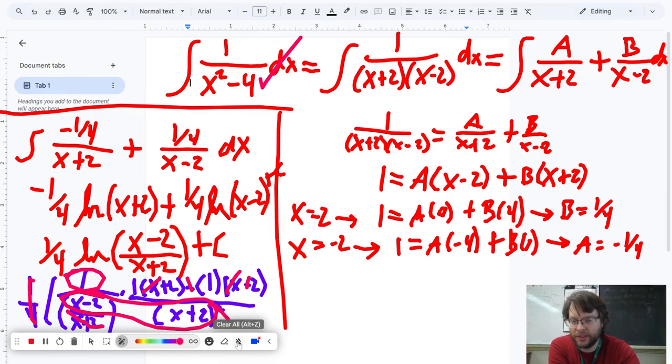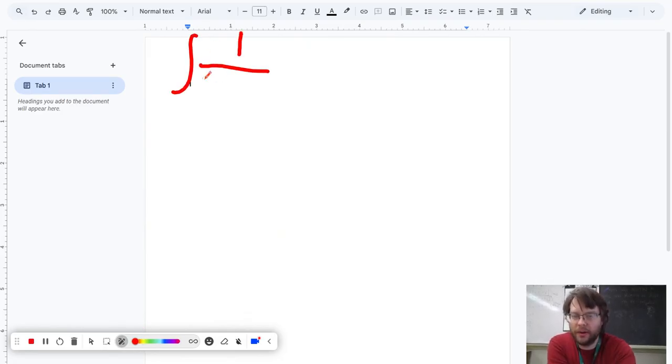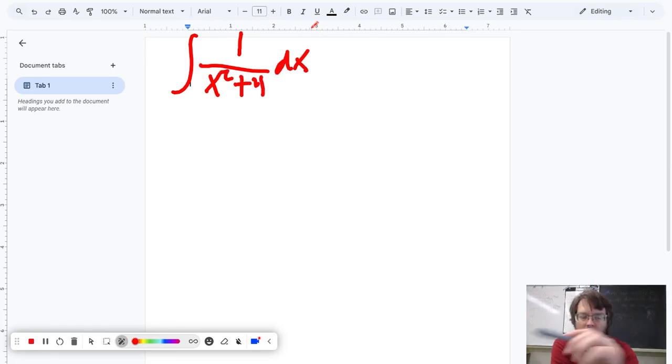Let's make one more tiny change, and we'll see again a much different process. The last one was 1 over x squared minus 4. What if I change it to 1 over x squared plus 4? Well, now I can't factor the bottom. So I can't do that partial fractions decomposition. I can't do the natural log problems.